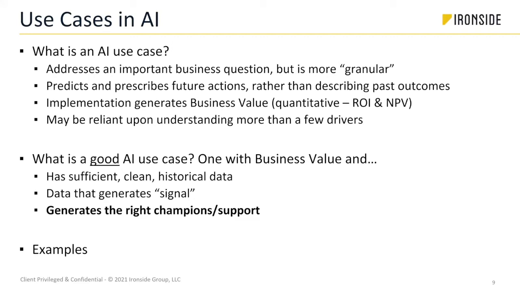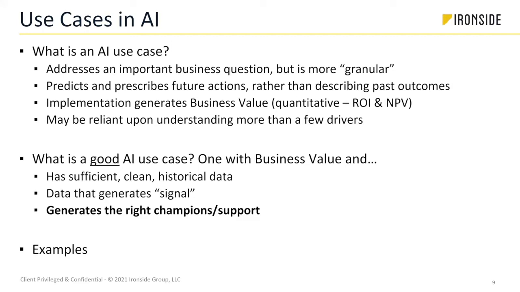We all know that the way organizations work is if there's an investment required, there's got to be a return on that investment identified. So we'll talk a little bit about how, even for AI use cases, you identify specific ROI, net present value, whatever your financial approach is inside your organization. And interestingly, this is where the value of AI is in that last bullet point: you may be reliant upon understanding more than a few drivers. We'll talk about drivers, but that's really the key.